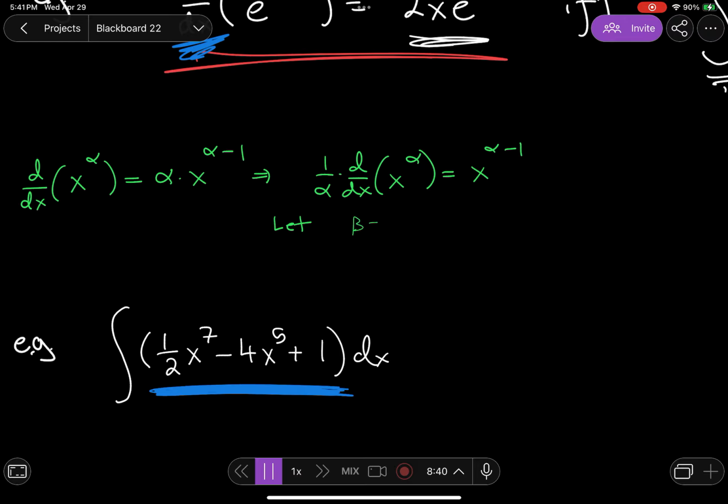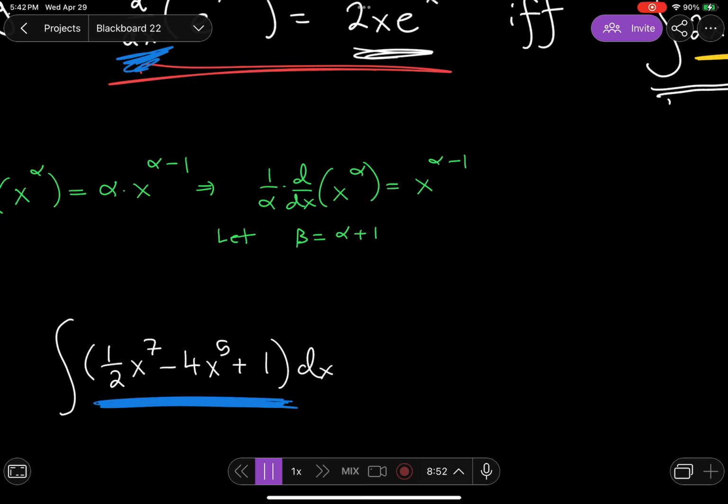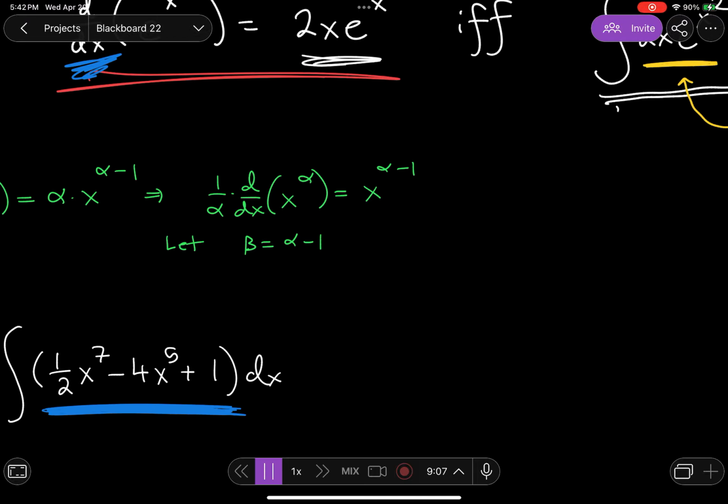What I'm going to do is let beta equal alpha minus 1, and let's just ask how that changes things. Notice this implies that alpha is equal to beta plus 1. And how will that transform this equation right here?